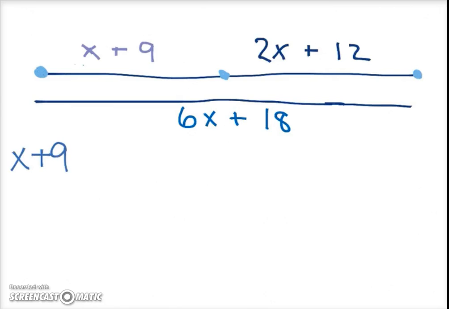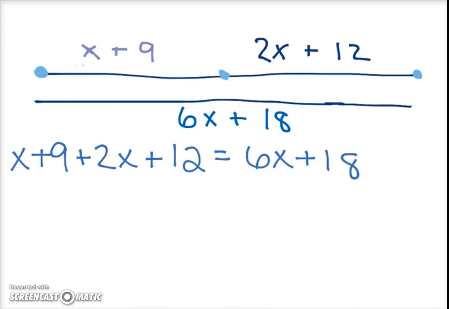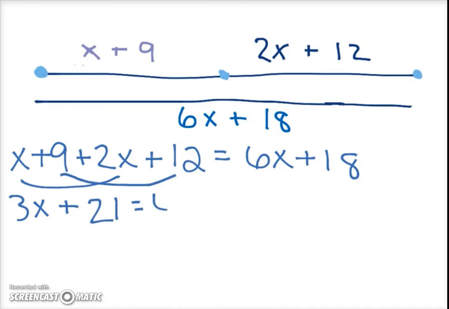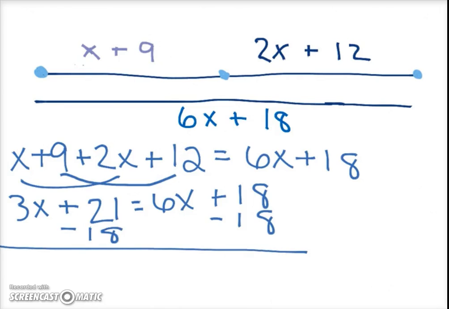X plus 9 plus 2x plus 12 equals 6x plus 18. Alright, so let's combine some like terms. I see that I can combine x and 2x. That'll give me 3x. And I see that I can combine 9 and 12. That'll give me 21 equals 6x plus 18. So let's subtract 18 because that looks like it's a little bit easier. You want to take the smaller number away from the bigger number.